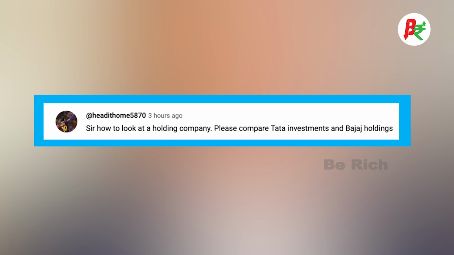So the next question is, sir, how to look at a holding company? Please compare Tata Investments and Bajaj Holdings. A holding company, the name itself says it. It doesn't actually do anything. A holding company invests in other group companies, and it is easy for an owner to take ownership of multiple companies through one holding company. Also, it has tax benefits and investment benefits. So to leverage both of those things, they create holding companies.